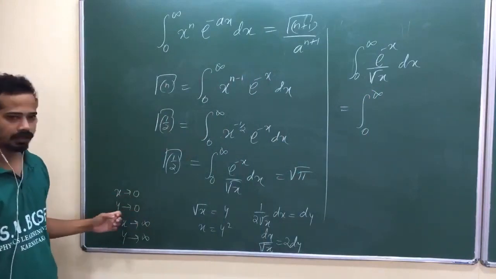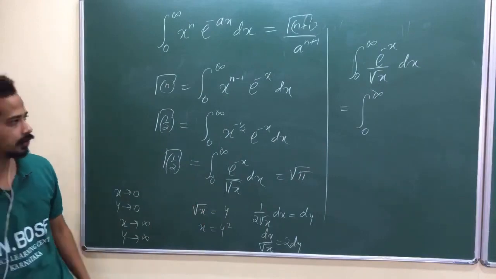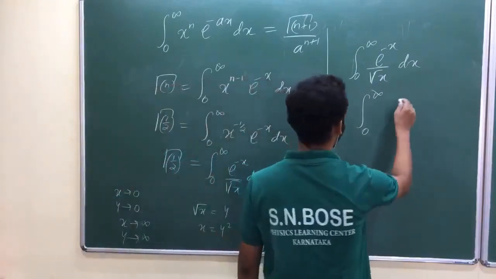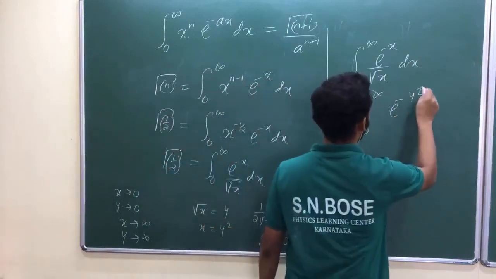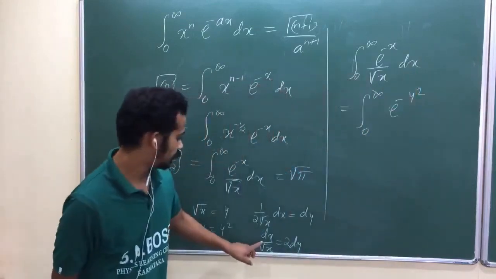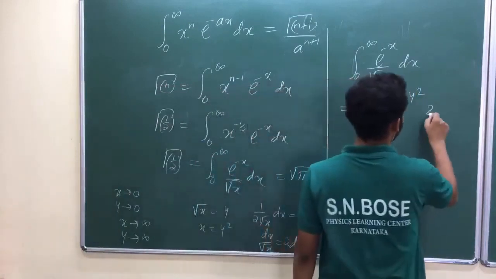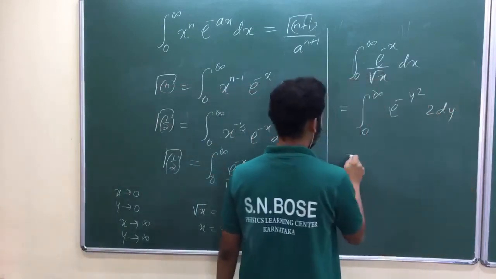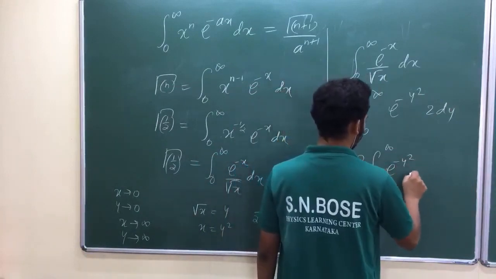If x tends to 0, y tends to 0. If x tends to infinity, y tends to infinity. Isn't it? No change in the limit. So now e power minus, what is x here? y square. What is this dx by root x here? That's equal to 2 dy. So that I can write 2 times integral 0 to infinity e power minus y square dy.